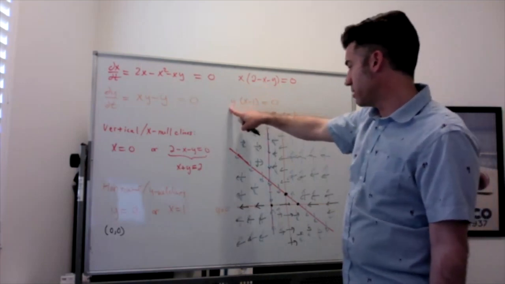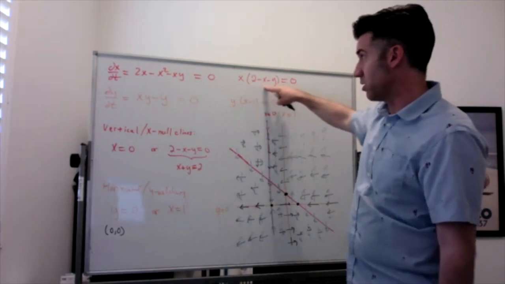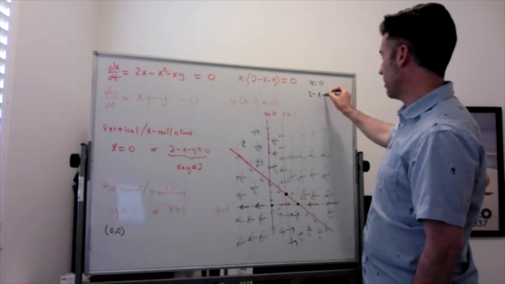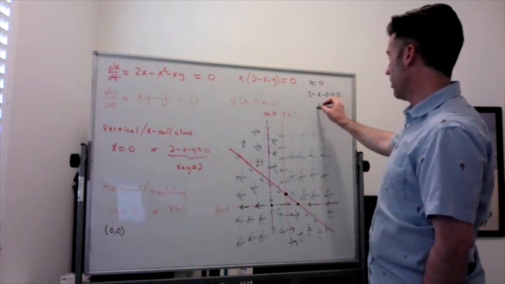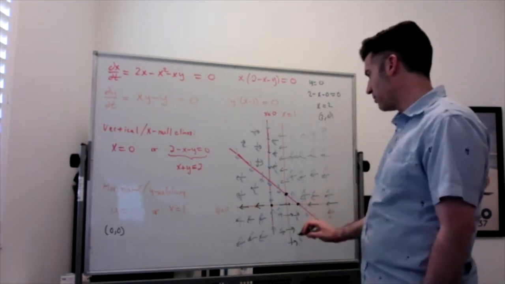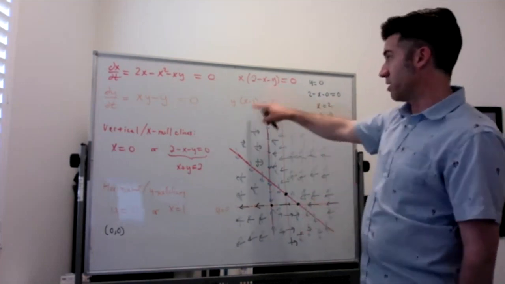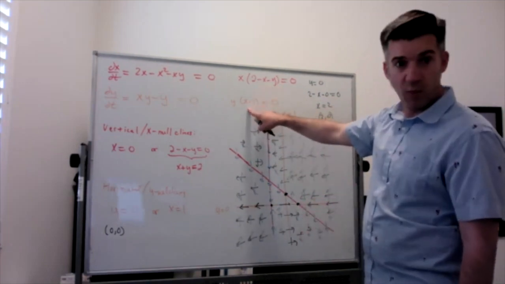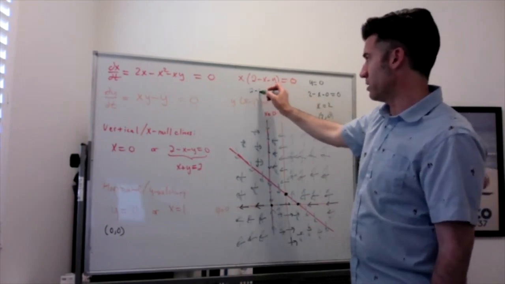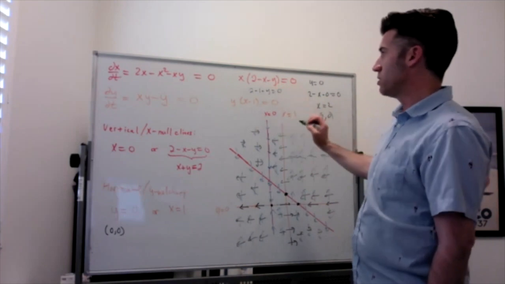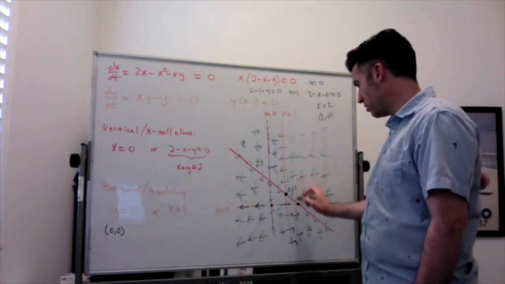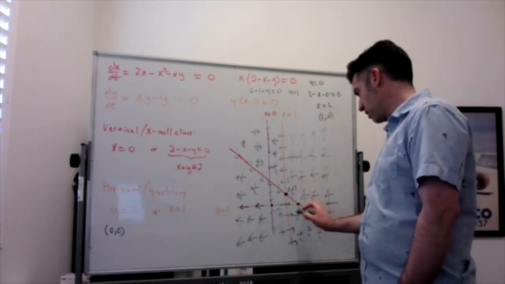Or y could be 0 and this could be 0. So y could be 0 and 2 minus x minus 0 could be 0. So x could be 2. So 2, 0. Yep, that's a point there. And then you could also have where these are both true. So x could be 1 and 2 minus x minus y could be 0. So 2 minus 1 minus y could be 0. So y would have to be 1. So you get the points 1, 1, 2, 0, and 0, 0.